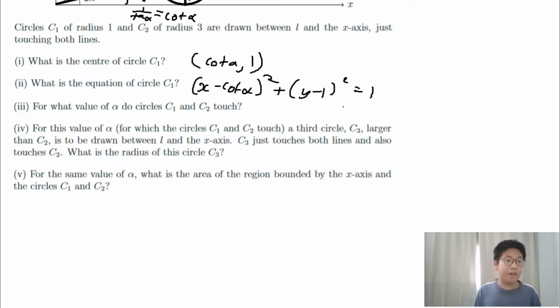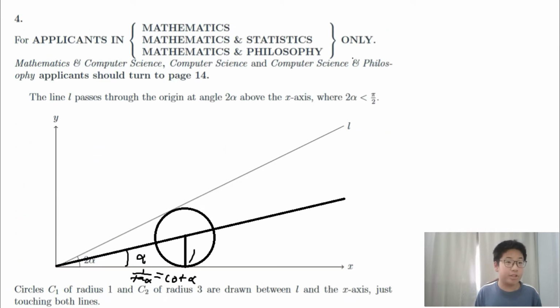For what value of alpha do circles C1 and C2 touch? So we are going to draw an imaginary circle here. Yeah, it's an invisible circle.